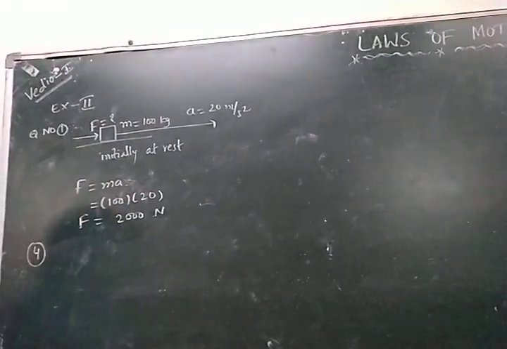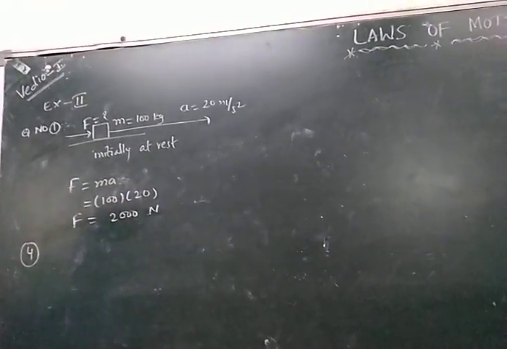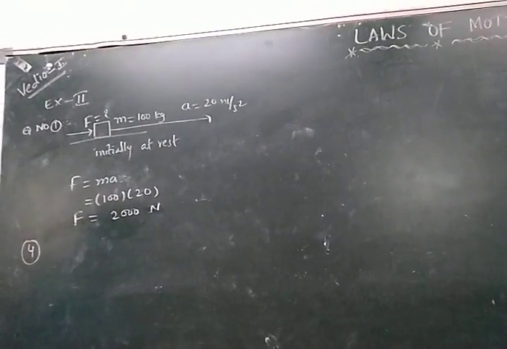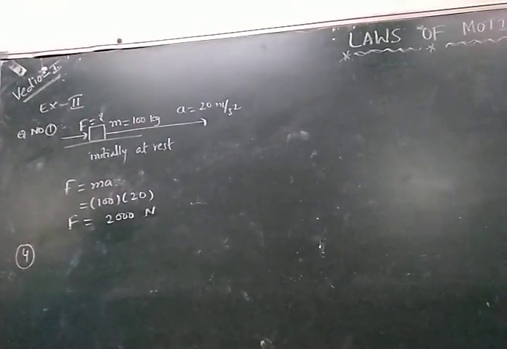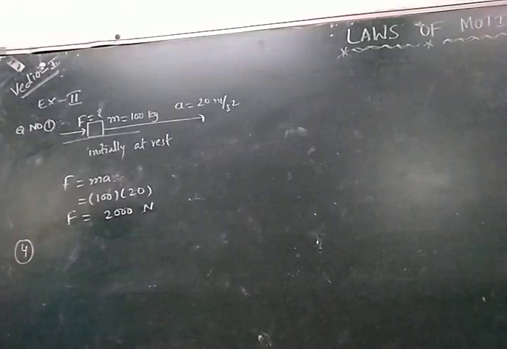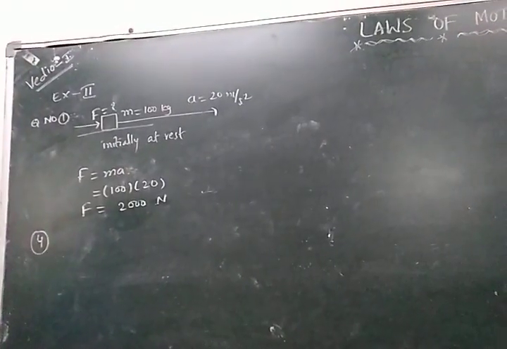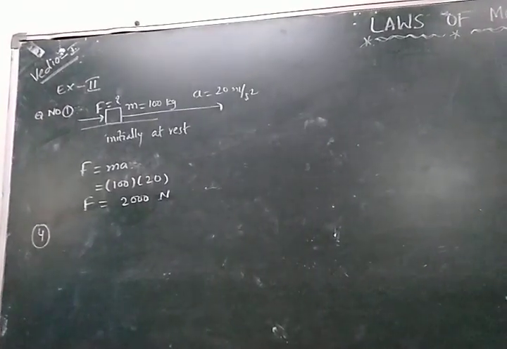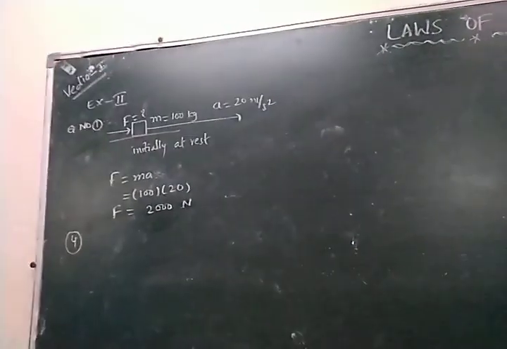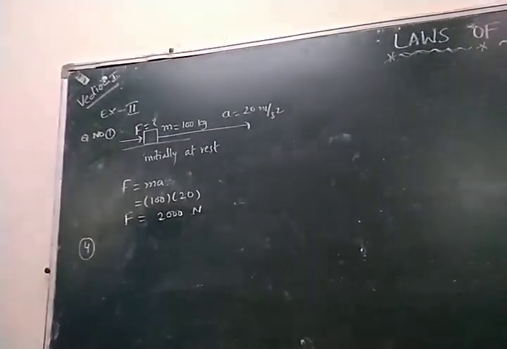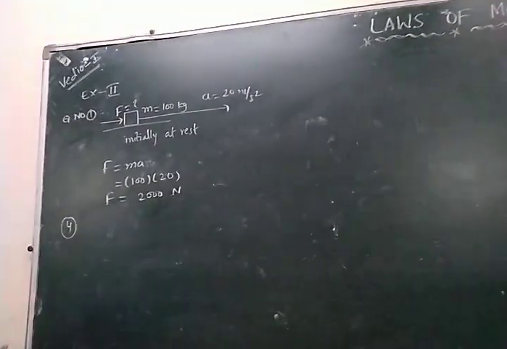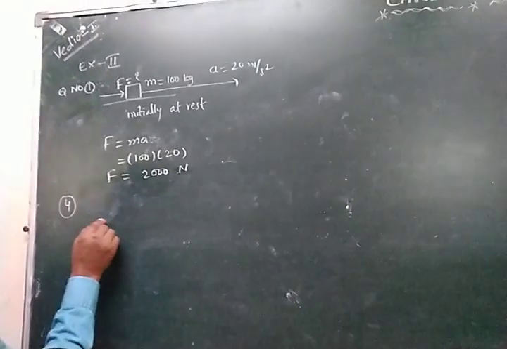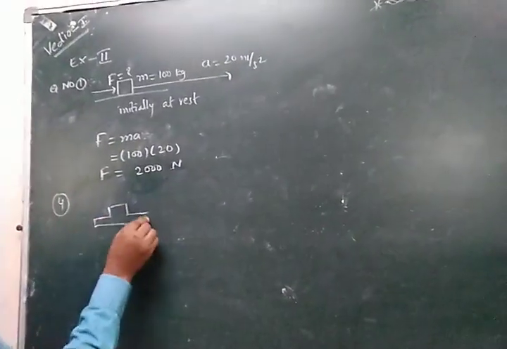A vehicle of mass 20 kg is moving with velocity 4 meters per second. Find the magnitude of force that is applied on the vehicle so that the vehicle has a velocity of 1 meter per second after traveling a distance of 20 meters. Now here, for example, we are considering this a vehicle. Vehicle is nothing but a car.